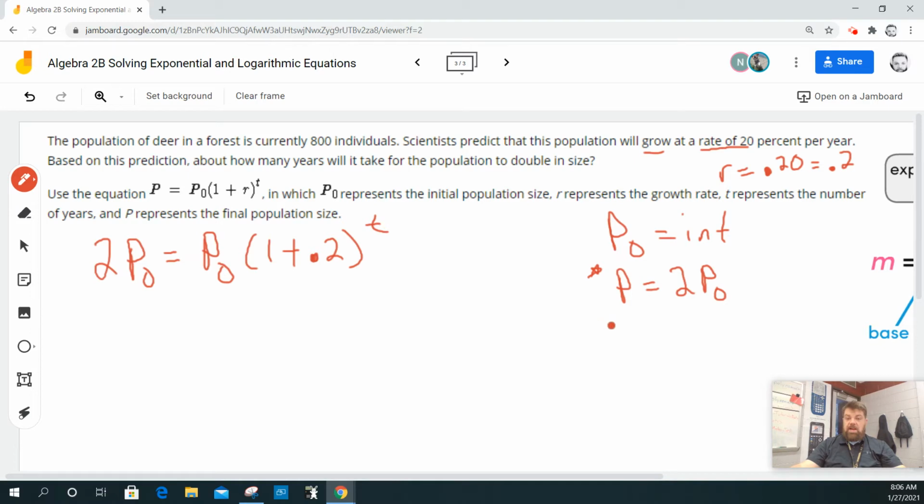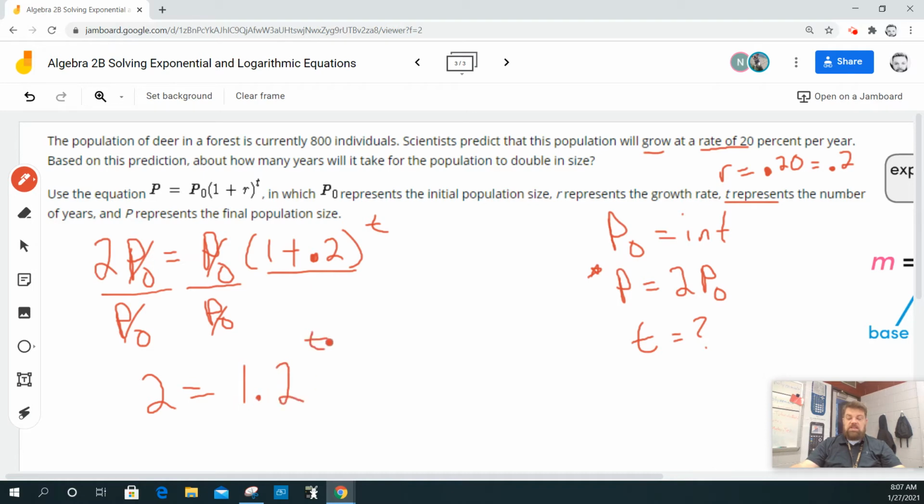And that's what they were asking us. t represents the number of years, and they want to know how many years until the population doubles. And then they define that r represents the growth rate using this formula. The first thing I notice is that if I divide both sides of the equation by p naught, or p sub 0, then this cancels with this, and this cancels with this, so I'm left with 2 is equal to, now we're going to combine these terms inside the parentheses, 1.2 raised to the t.